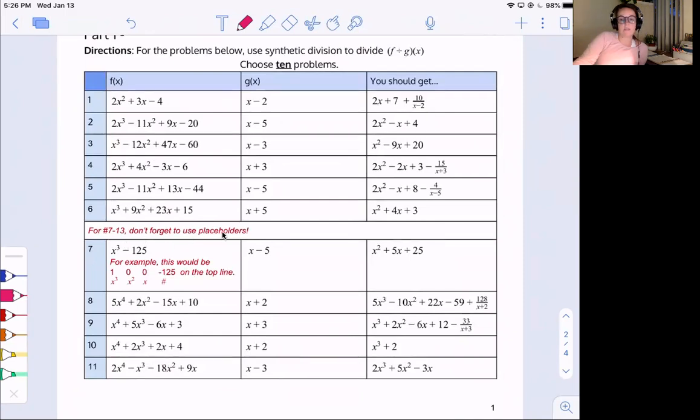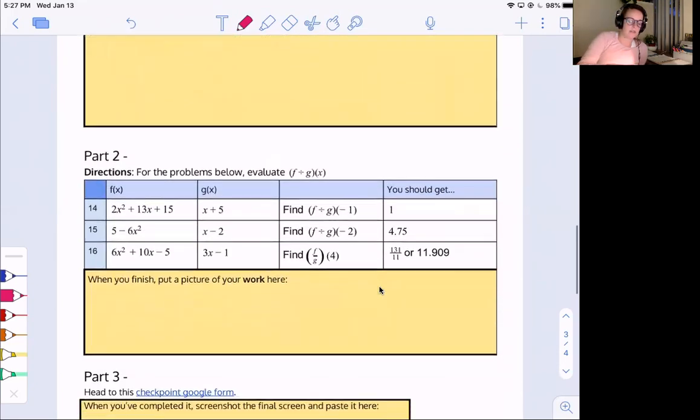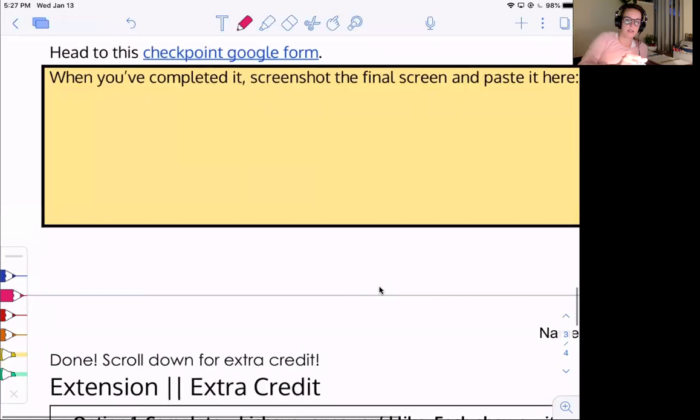Don't forget to use placeholders, right? So for example, here we have x to the third, but no x squared. So you're going to want to put in those zeros for the x squareds and for the x's, and then 125 at the end there, right? These are your f of x equations, and these are your g of x equations. And these are the answers. So if you're not getting this answer, you'd want to go back and check your work. Okay, that is part 1. And then you also have the checkpoint form there at the end.